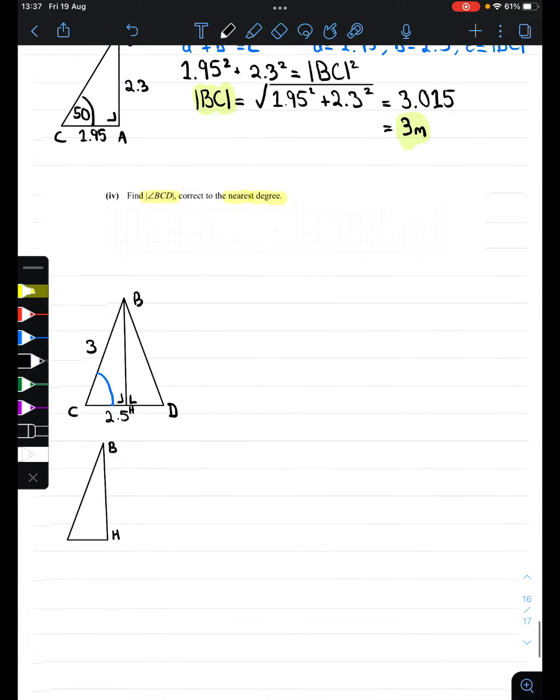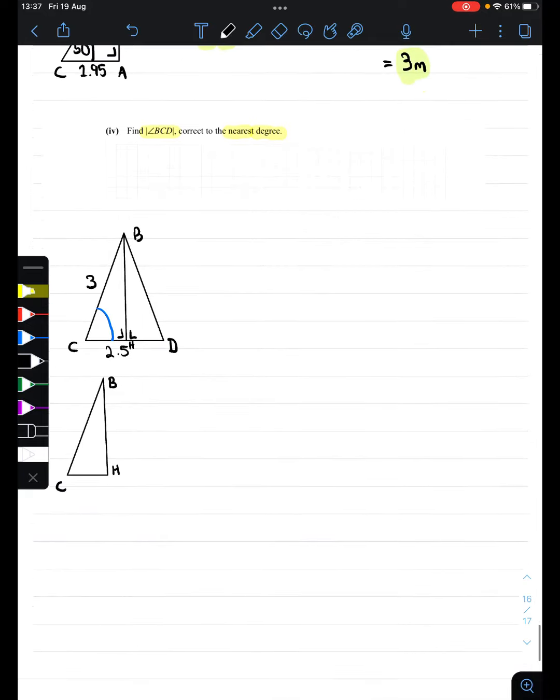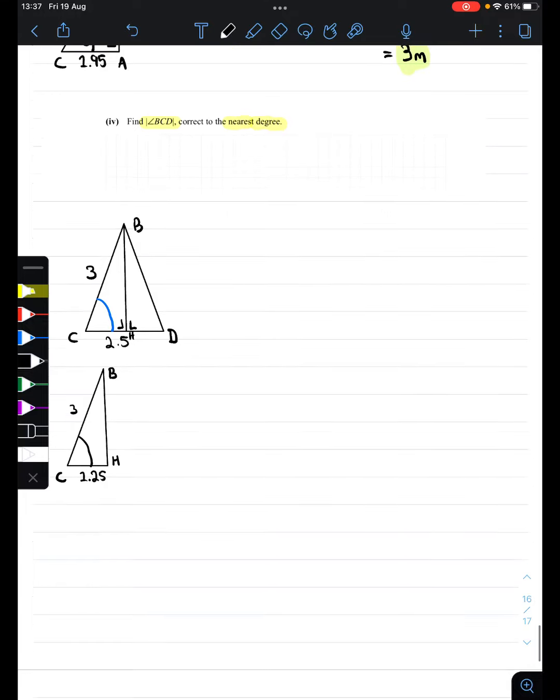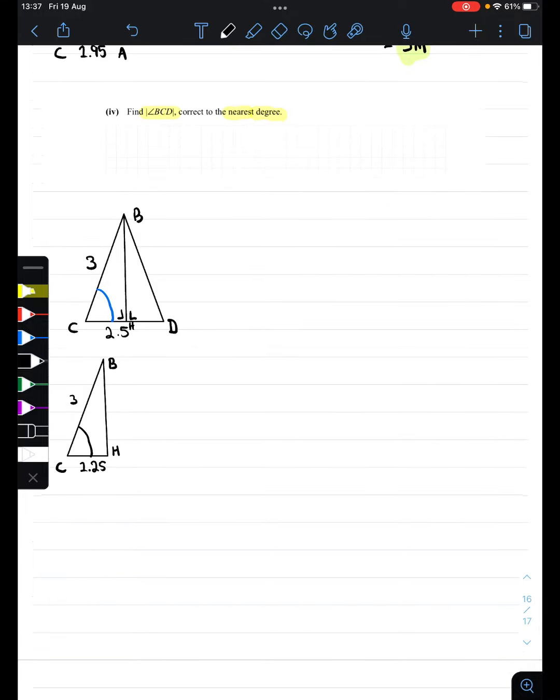BHC, where CH is half the length of CD because we split it in half. So this is 1.25, and this is 3. And this is the angle that we're looking for because the angle is still the same. And then we have the adjacent of our angle theta, and we have the hypotenuse, so we would use cosine.